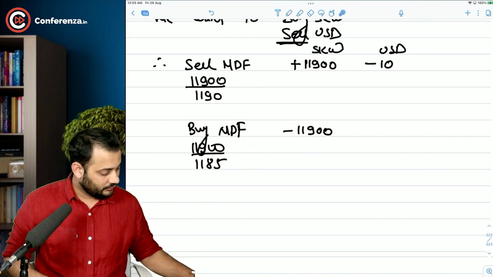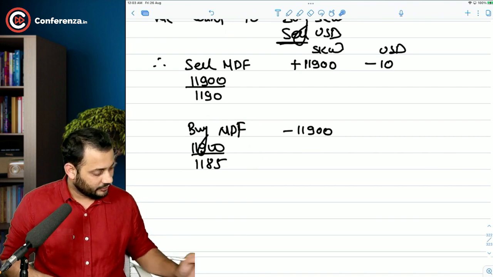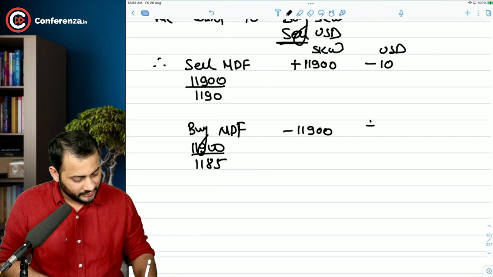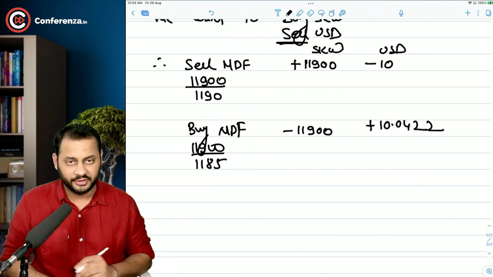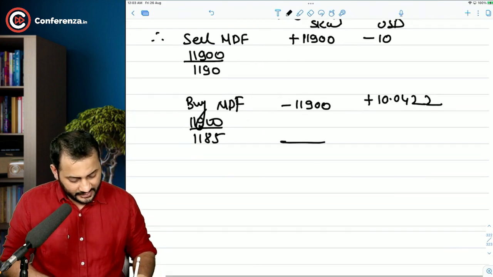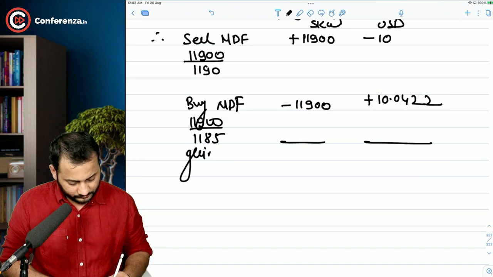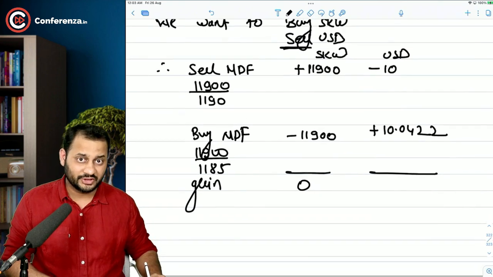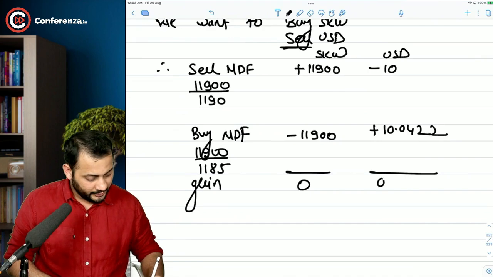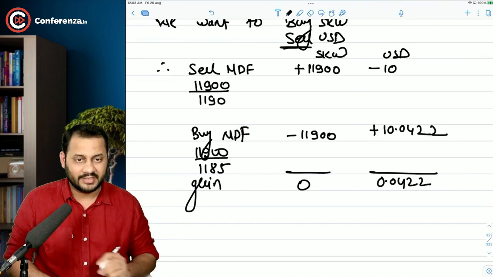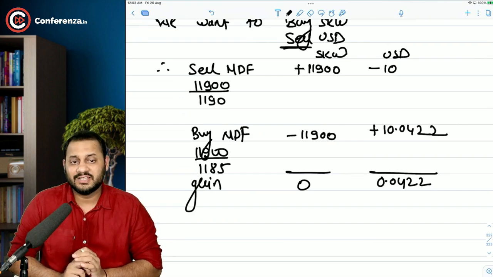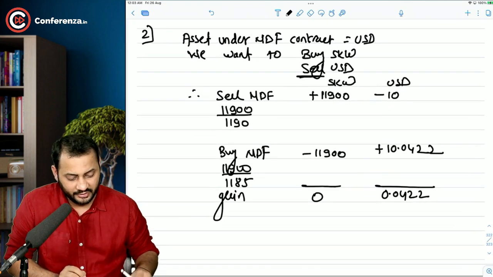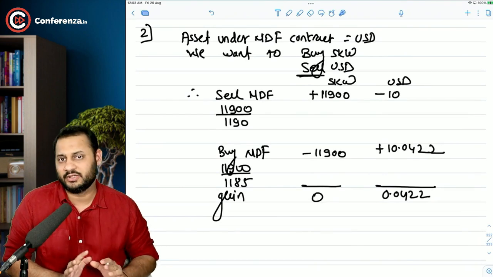So 11,900 divided by 1185. The amount of dollars that you will receive is 10.0422, 4 digits. So you can clearly see that there is a gain in NDF for US dollar. How much? 0.0422 lakhs. This much of the US dollar benefit is to you. What you did in NDF is very important to understand.